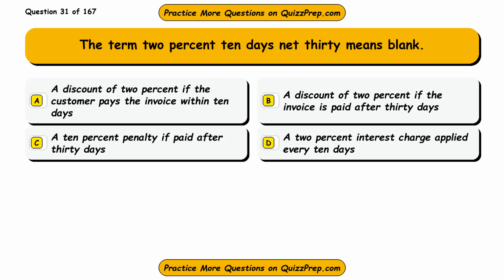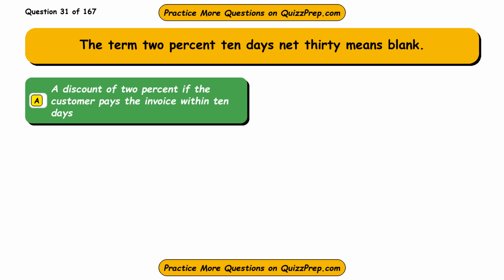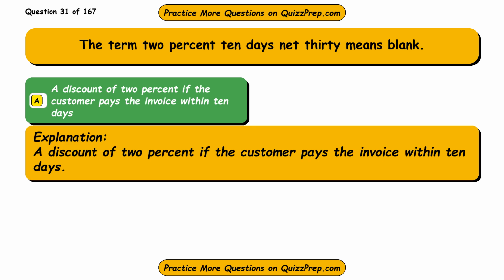Question 31. The term 2% 10 days net 30 means blank. Option A, a discount of 2% if the customer pays the invoice within 10 days. Option B, a discount of 2% if the invoice is paid after 30 days. Option C, a 10% penalty if paid after 30 days. Option D, a 2% interest charge applied every 10 days. The correct answer is option A, a discount of 2% if the customer pays the invoice within 10 days.